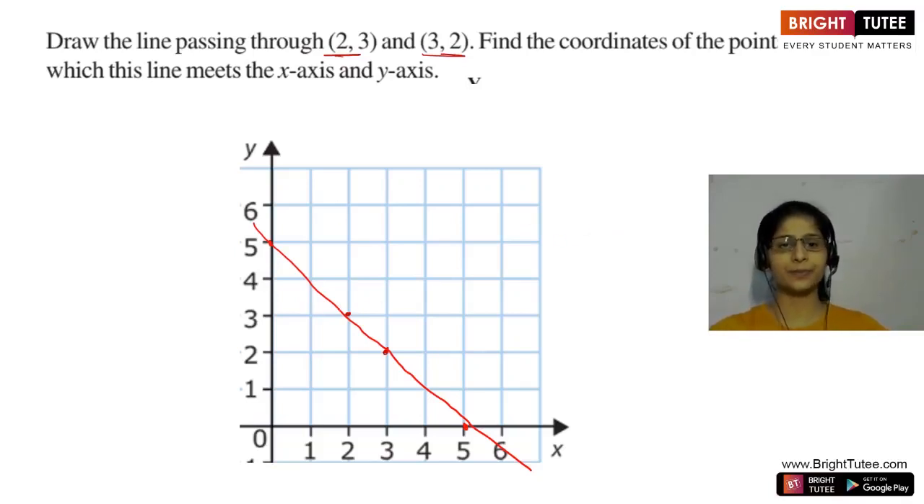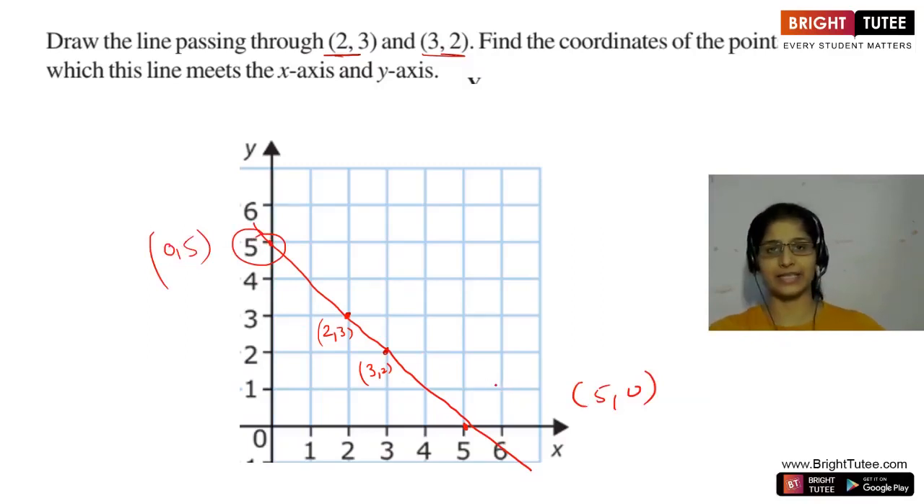So we see that. So here we see, this is the point 2, 3. This is 3, 2. When we join them, you will use your geometry material, a scale and a pencil, and the line will pass from this point. That is, here it is x, 0. So 0, 5. And this point is 5, 0. So through these 2 points, the line will pass.